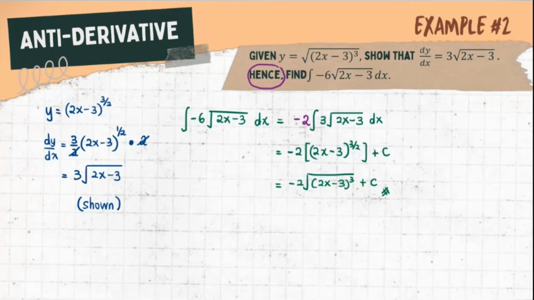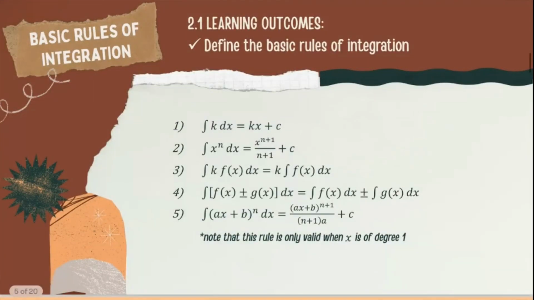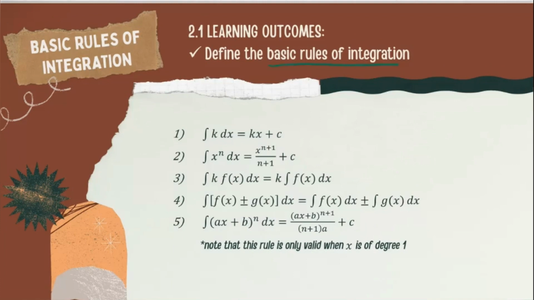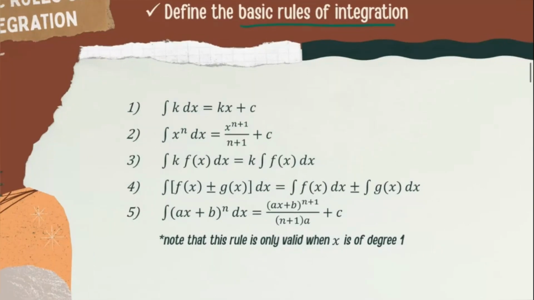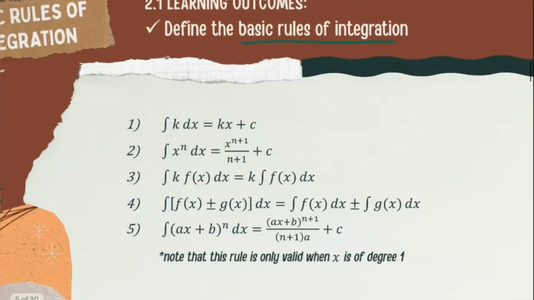Now let's move on to second learning outcomes. Okay, so second learning outcomes kita dah masuk sedikit basic rules of integration. So ini adalah basic rules of integration. So ada 5 basic rules of integration. So integration ini seperti yang saya mention tadi, dia punya properties dia senang je. Dia opposite kepada differentiation lah.